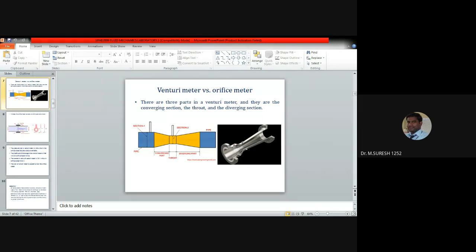It consists of a converging section, throat, and diverging section. Whereas the orifice meter consists of a thin plate, a thin plate or a board. It may be attached to the experimental setup. Here also we have to find the volumetric flow rate of the fluid, based on the continuity equation and Bernoulli's equation.